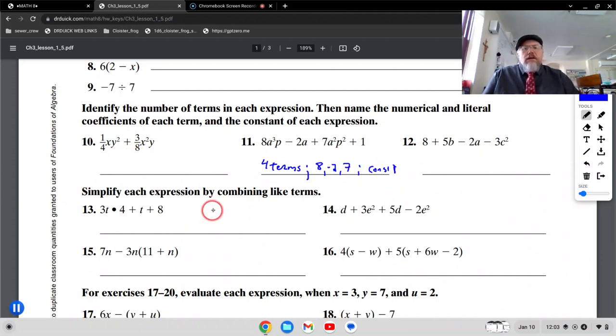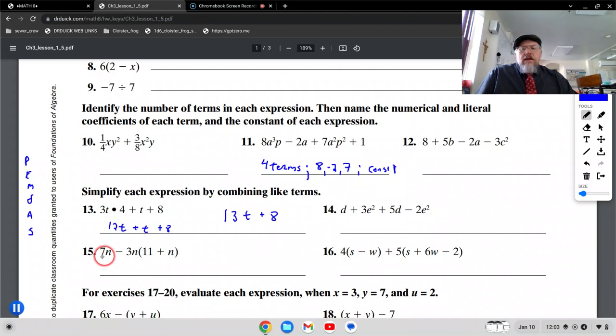These two are going to work in about the same fashion. Simplify each expression by combining like terms. Now, you always have to remember the good old-fashioned PEMDAS for doing this, right? So make sure you remember this. In this one, we're going to multiply across. This would be 3t times 4 is 12t, plus t, plus 8. Combining like terms, we should have 13t plus 8.